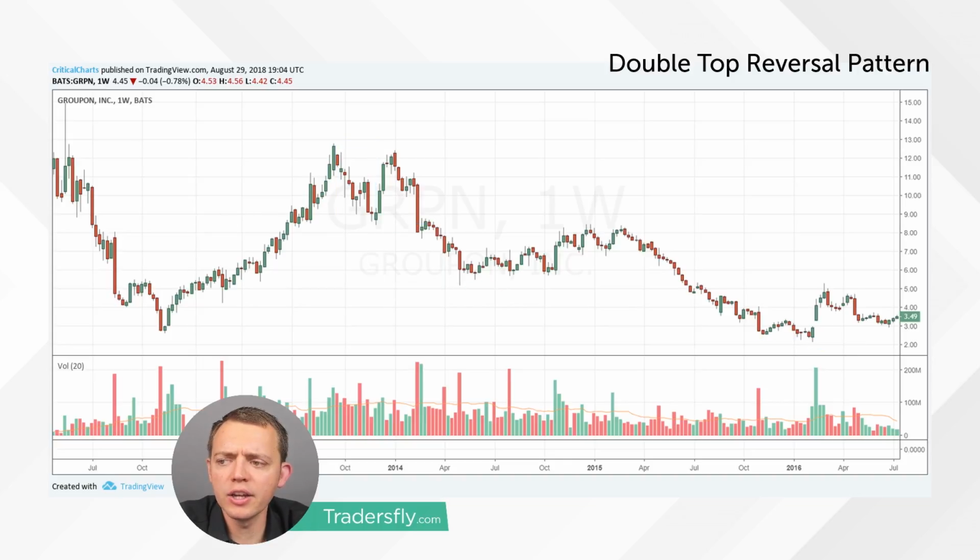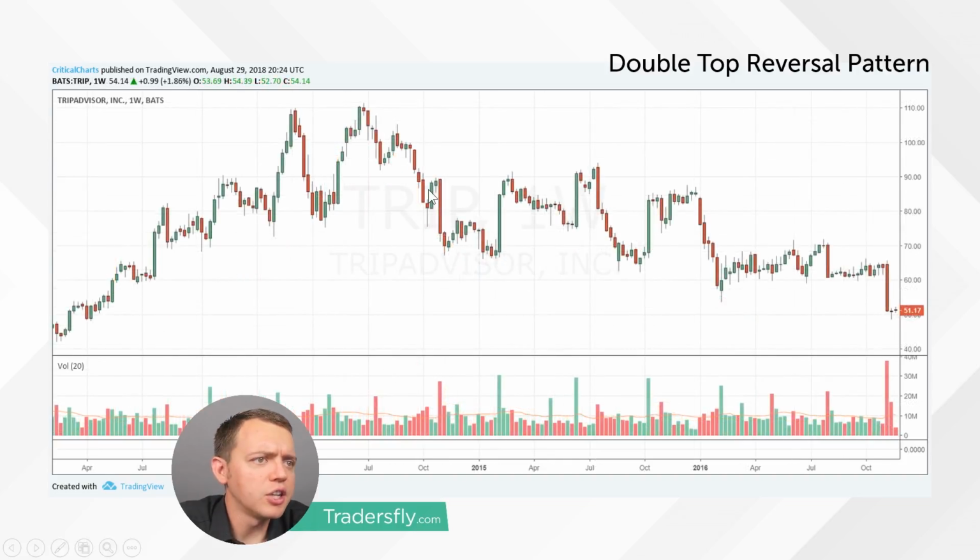If we look at another example here, here's another double top example with Trip. So again, we're going in from lower prices, moving into higher prices. We get to a certain peak. The stock, as you can see, was very extended at that time. It just moved too far too fast. So you created one peak there, and we'll just draw a line across, and you can see we created a second peak a little later.